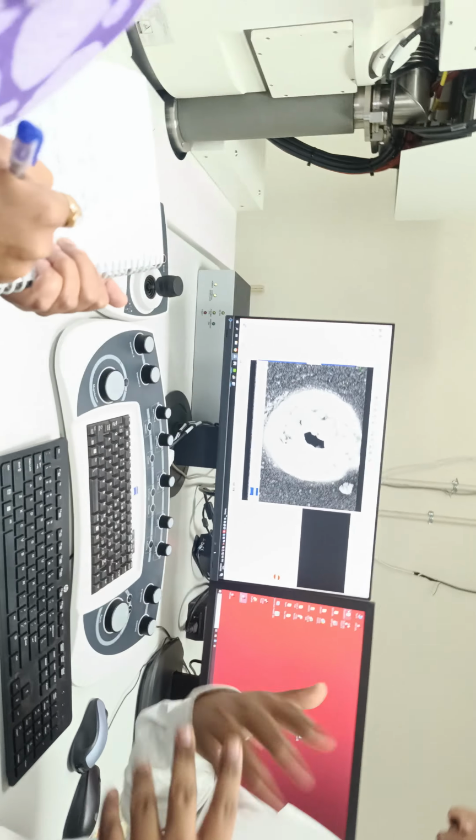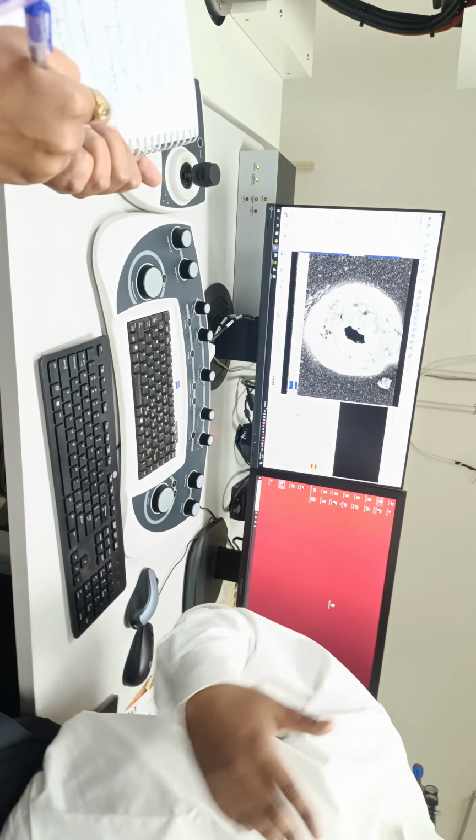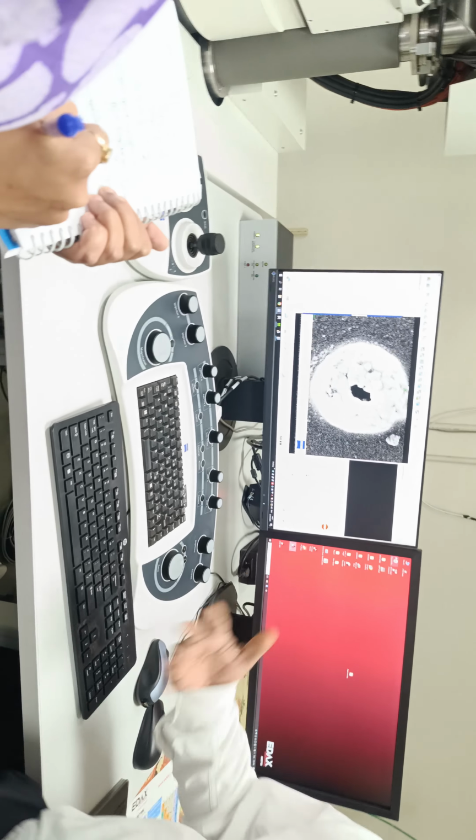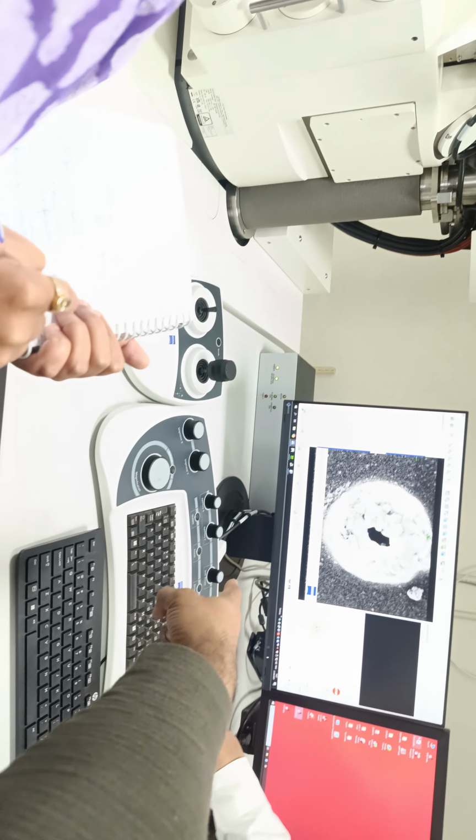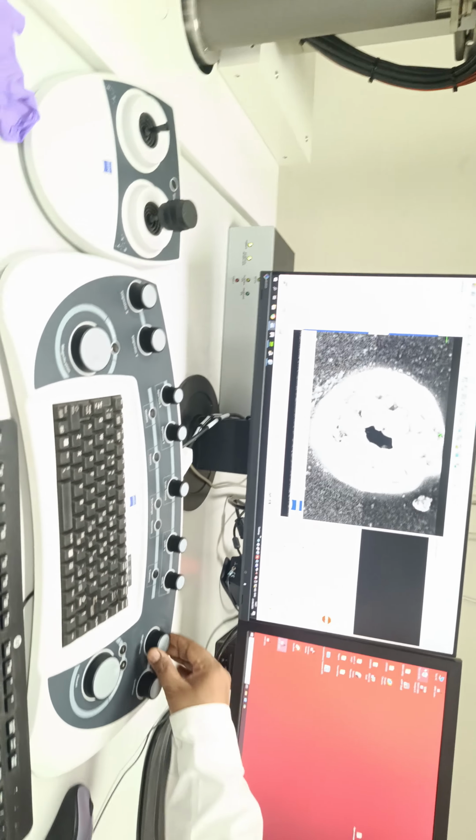Nice. Actually, the more you interact, the more inputs I can give you. Sir, what are these buttons? Can they rotate? Yeah, I'll come to it.